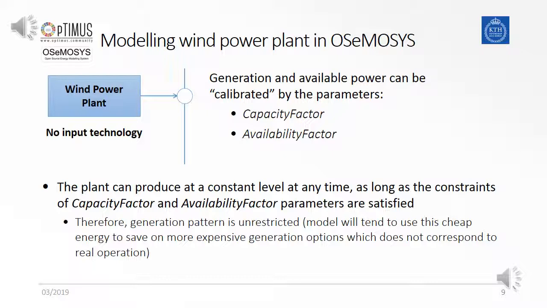The availability factor is used for planned outages, for example for maintenance, and less dependent on the region. The availability factor is not time-slice specific. For example, we can schedule maintenance wherever we want.